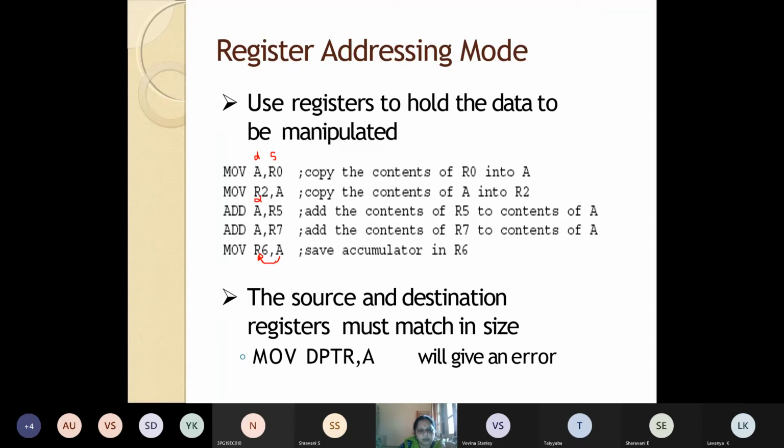One thing you should keep in mind is that the source and the destination register must match in size. I cannot say MOV DPTR, A because DPTR is a 16-bit register and A is an 8-bit register. In that case it will give an error. Both the source and the destination must be of the same size.